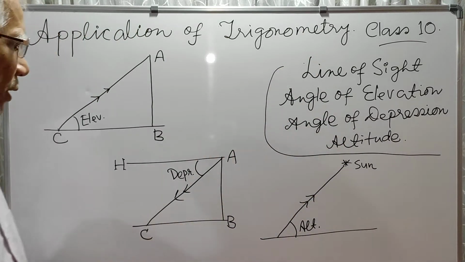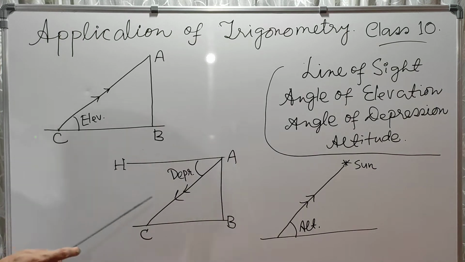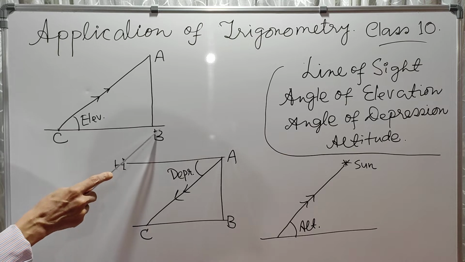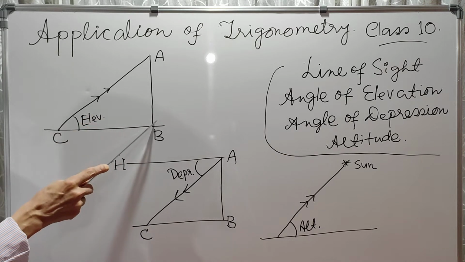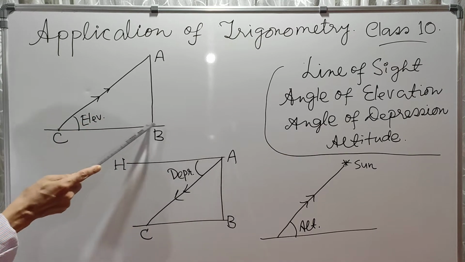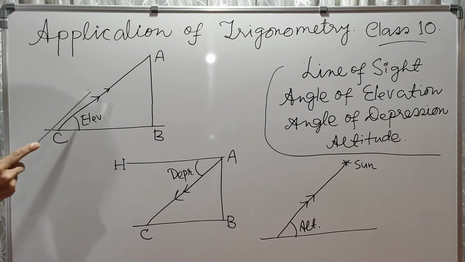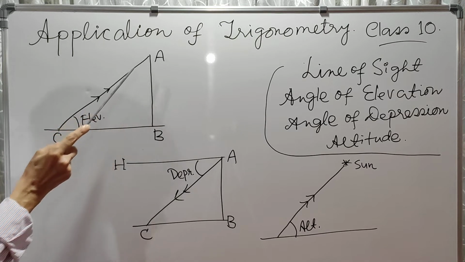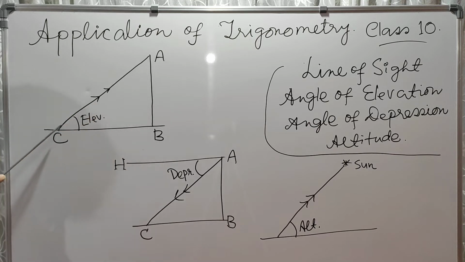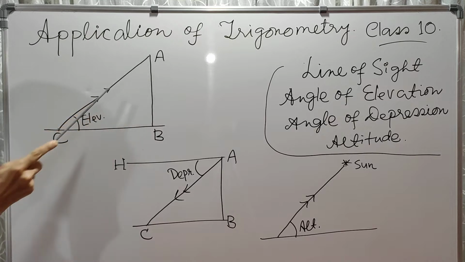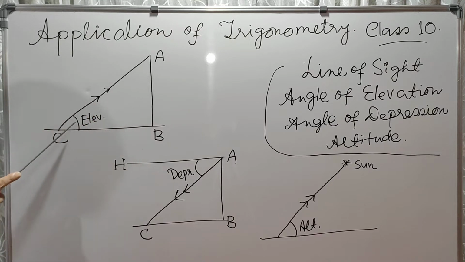So line of sight. Now look at this diagram. Now consider AB, it is a tower or a building. Now this is ground level. Now the observer is here. Suppose you are standing here, observer. Now the observer looks up at the top of the tower. This is the top of the tower. From here the observer is looking up towards the top of the tower. So this line will be called line of sight.